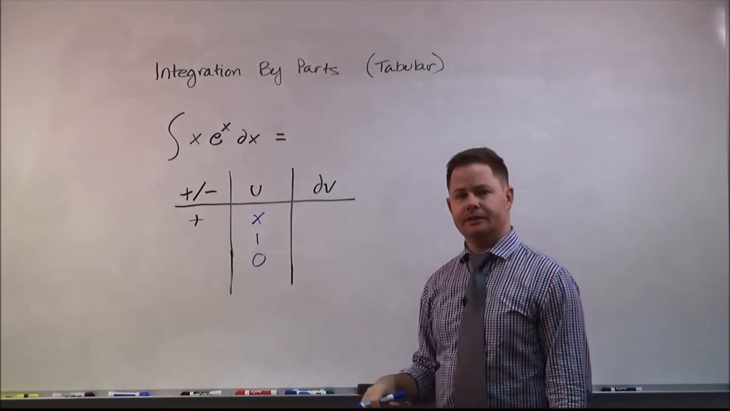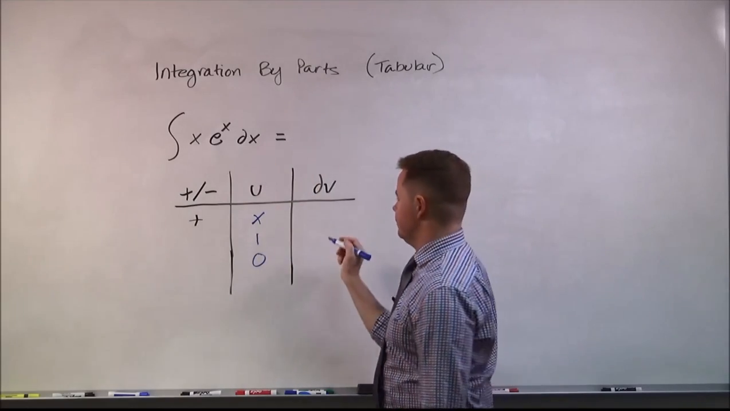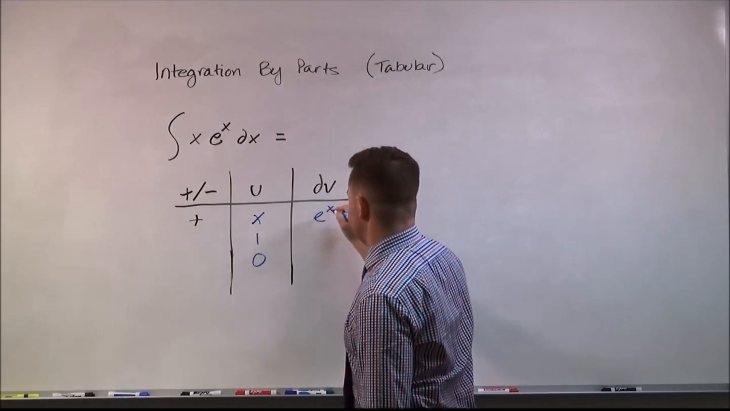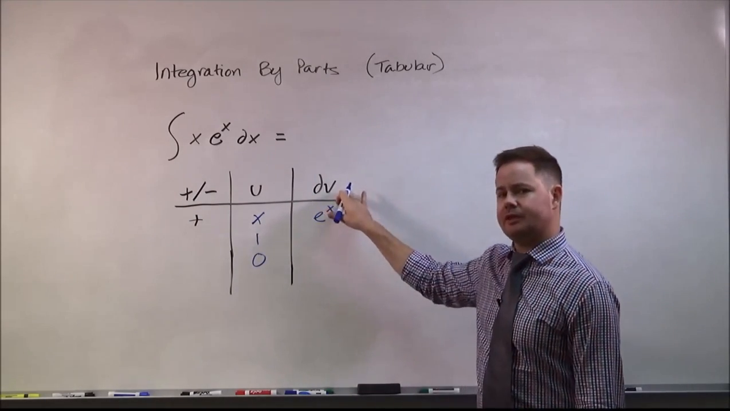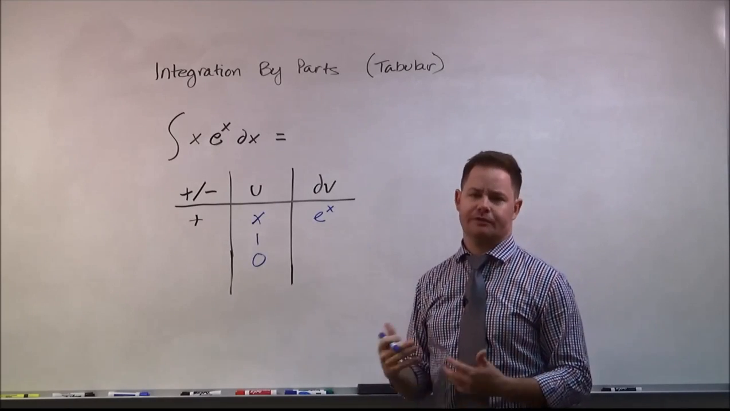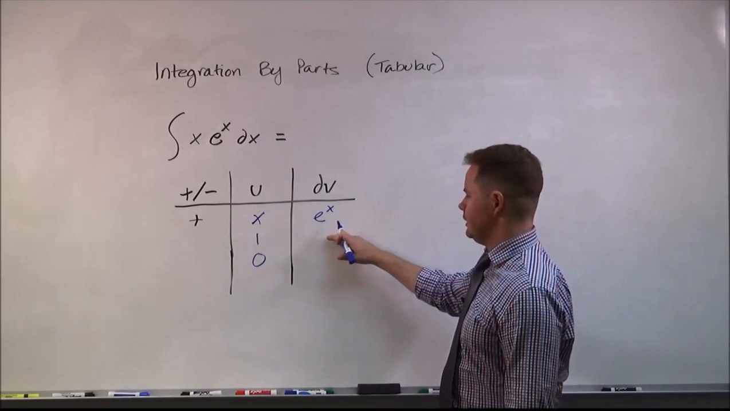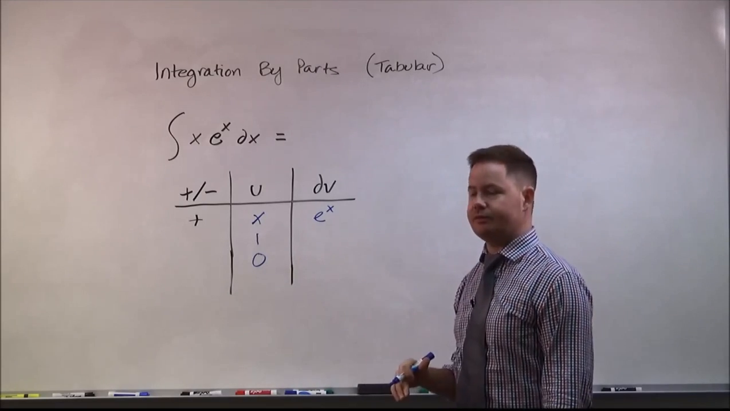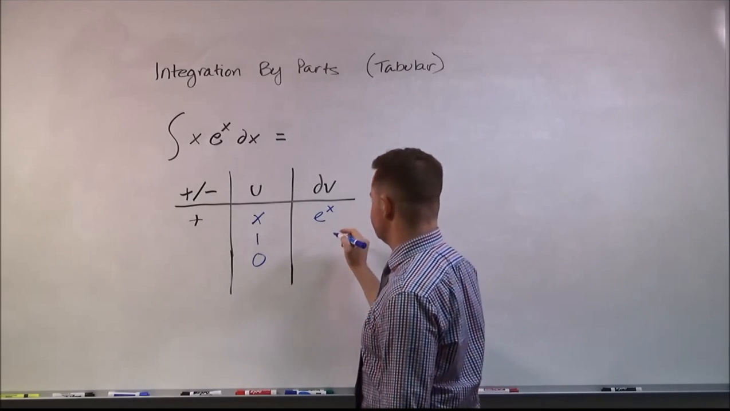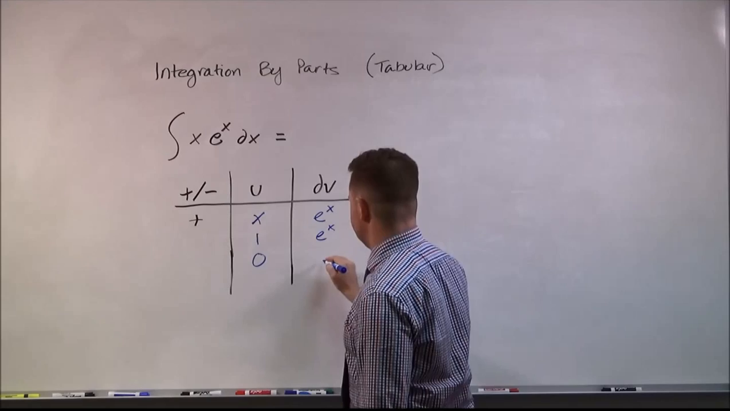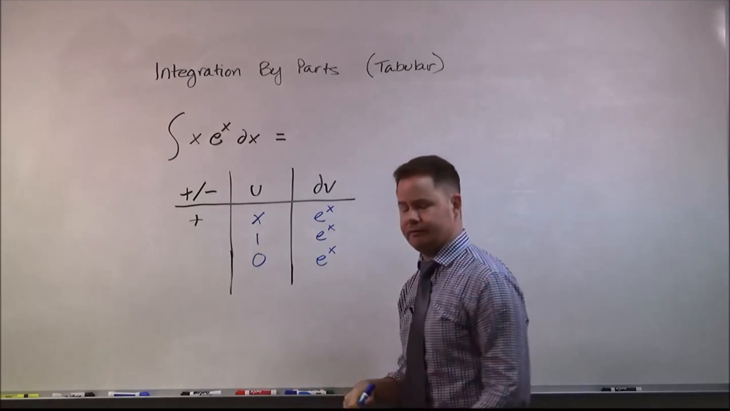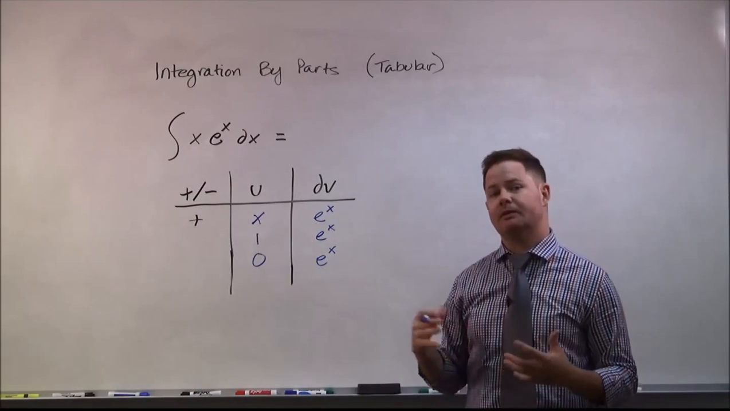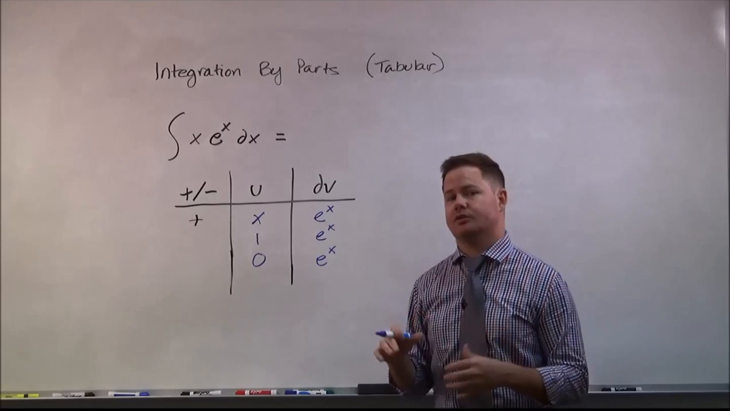For dv, so dv is what's left, which would be e to the x in this case, and in this column, since we start with dv, we're actually going to take the integral, meaning we're trying to find v. So for this we're going to take the integral of each value all the way until we match up with that 0 value from the derivative column. So here the integral of e to the x will just be e to the x. Derivative of e to the x is e to the x. So that's why we like working with this as an introductory problem.